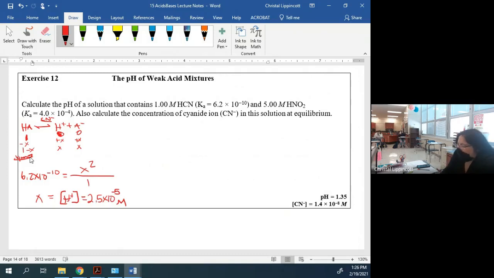Now I need to do the same thing, but this time using this Ka value. So set up your ICE table for your HNO2 and see if you can come up with the concentration that you need for that one. Tell me what your H plus concentration is going to be for this one.